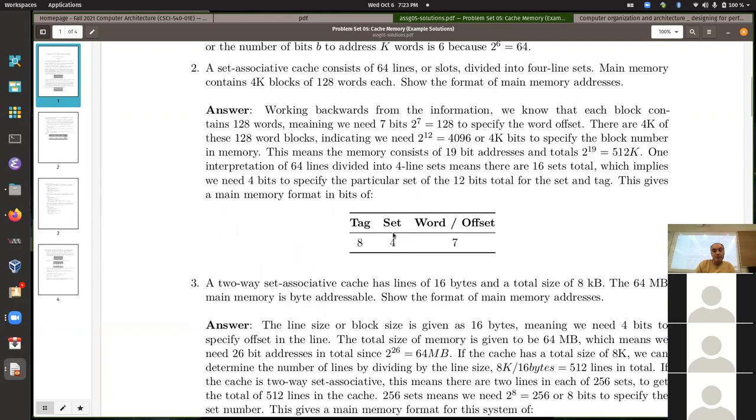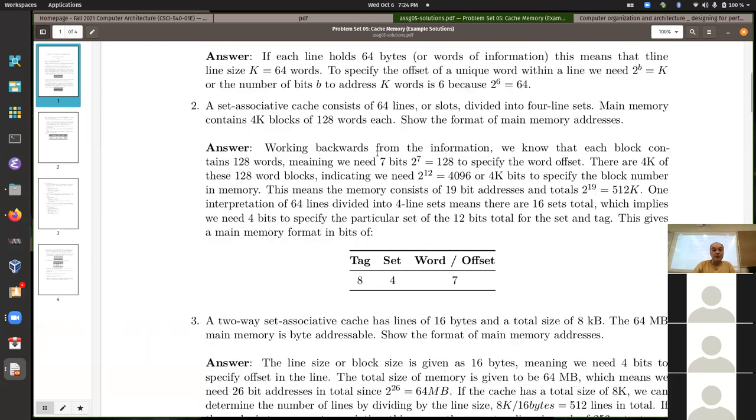I dinged a few people because the order of the bits does matter. The tag bits have to be the most significant bits when you're doing these caching schemes, followed by the set bits, and then the word offset bits have to be the least significant bits.